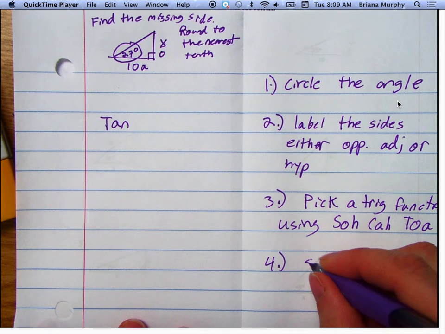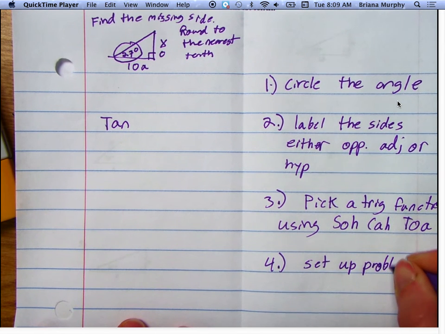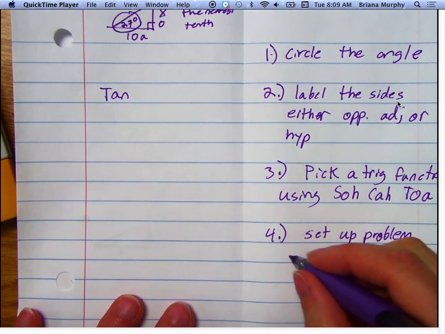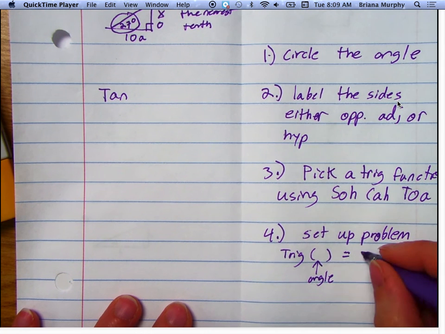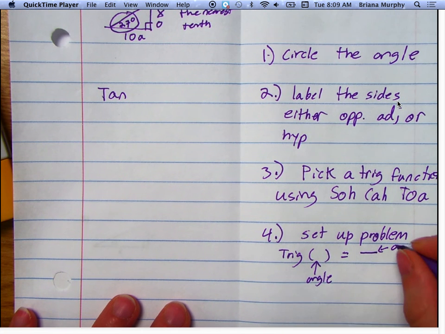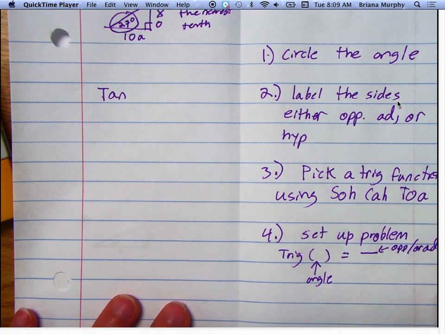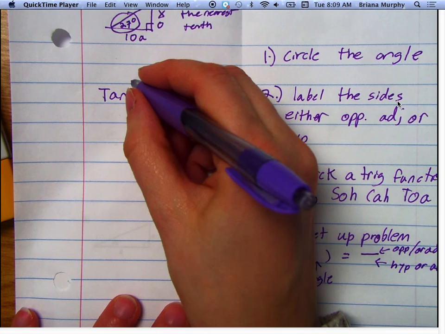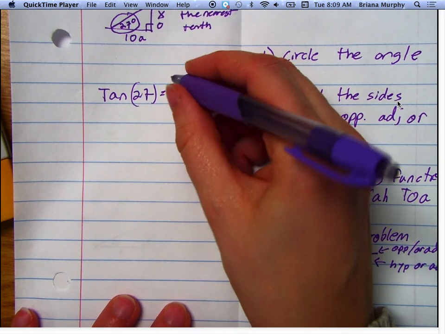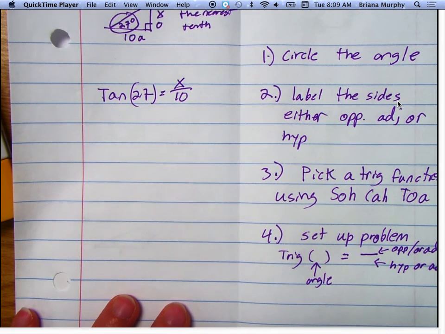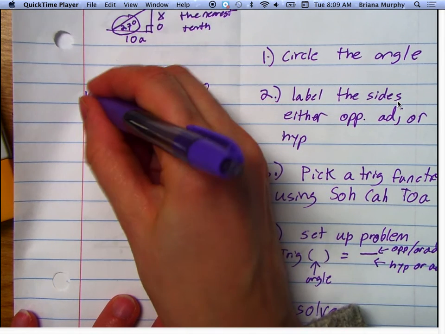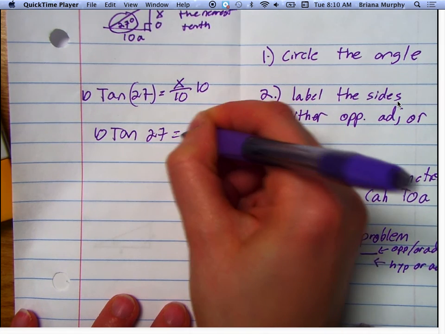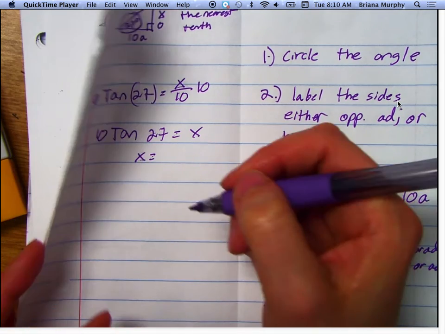Next, we're going to set up the problem. We use our trig function times the angle equals either opposite or adjacent, and up here is the hypotenuse or adjacent. So that's tan of 27 equals opposite over adjacent. And the last step is just solve the problem. Okay. Multiply both sides by 10. 10 tan 27 equals x. So x equals, it says round to the nearest tenth, so we get 5.1.